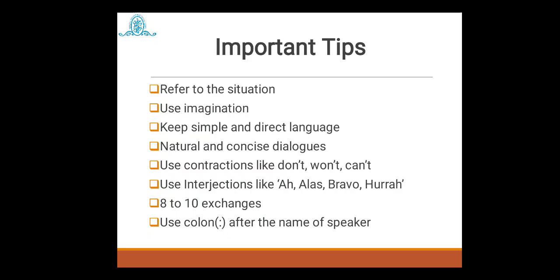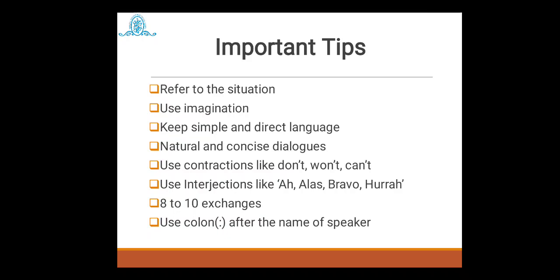confusing to the reader. Also, you can use contractions such as don't, won't or can't instead of writing do not, will not, cannot. You can also use interjections so that you give the impression of how natural the exchange of dialogues is. So interjections bring naturalness to your dialogues. You can use alas, bravo, hooray.